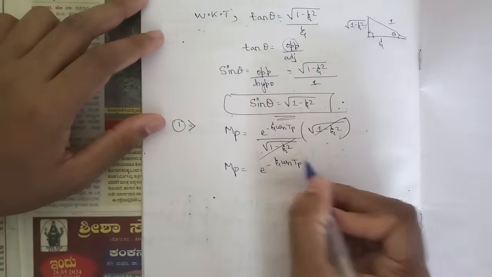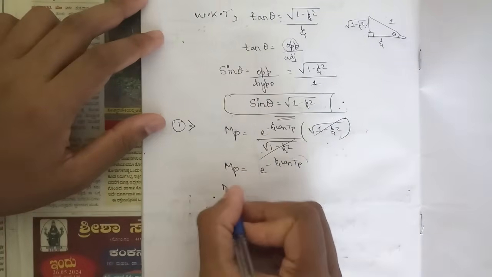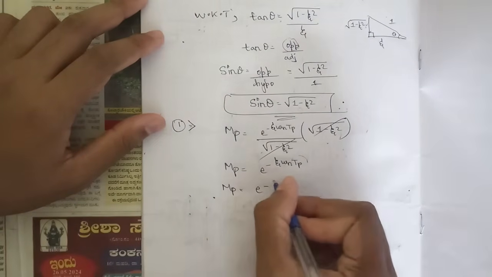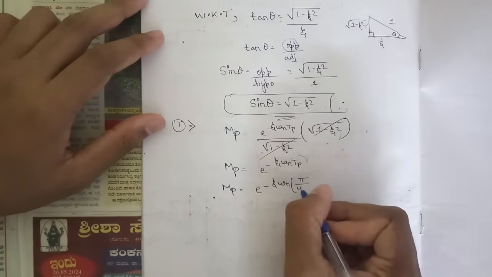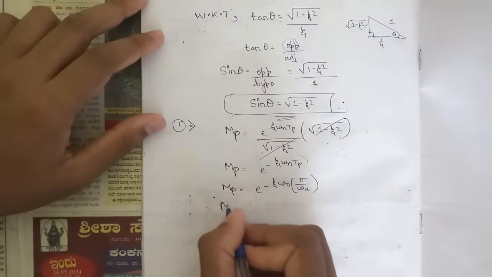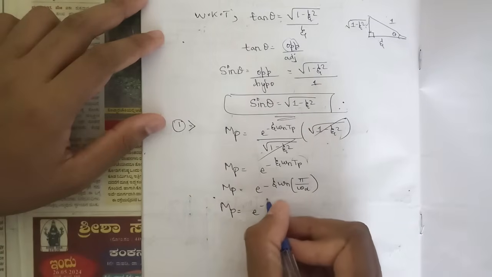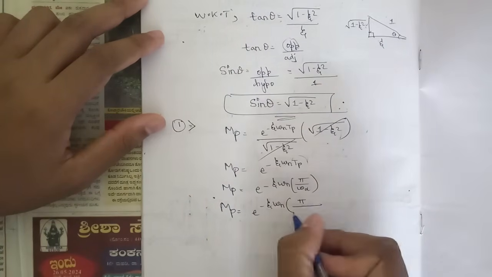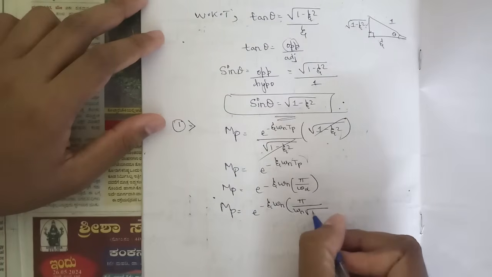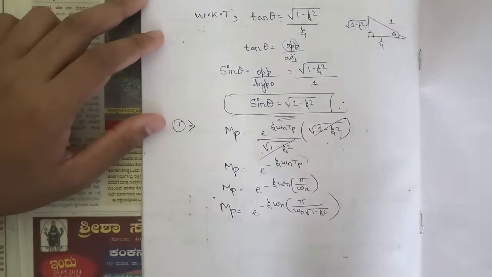Tp, okay. And also we have the relation of Tp is equal to pi by omega d, so e to the power minus zeta omega n into pi by omega d, right? And also e to the power minus zeta omega n into pi by omega d is what? Omega n into square root of 1 minus zeta square, right? So here we can cancel omega n and omega n.